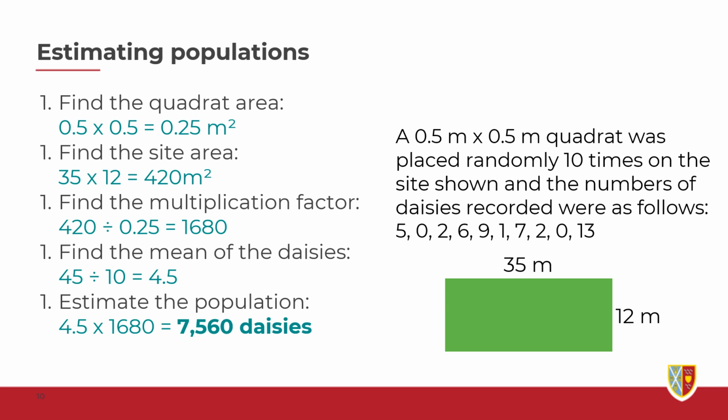then we need to do 4.5 times the 1,680. That would be how many times that quadrat would fit into that field. In which case, if there were 4.5 per quadrat, we would expect to get 7,560 daisies for the entire field.